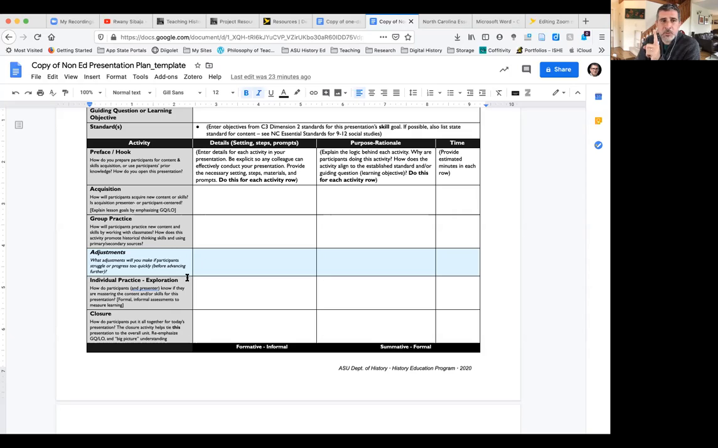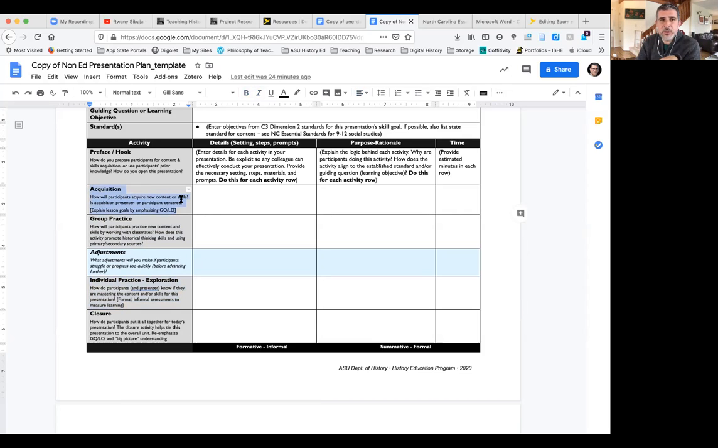Two things I want to mention. Number one is, you may not always have an individual or group practice. So if you have a second group practice, just copy this part and then paste it in this area and just say group practice number 2. You can do that. Maybe you want your acquisition to come later.